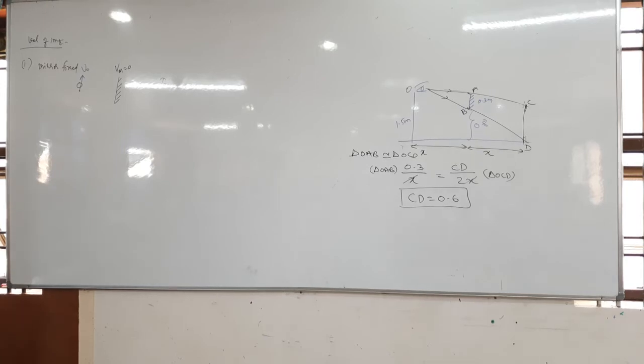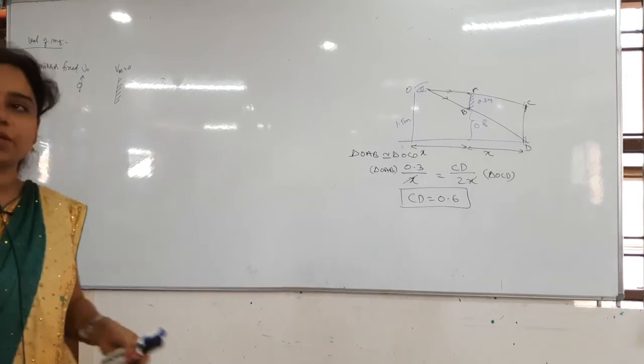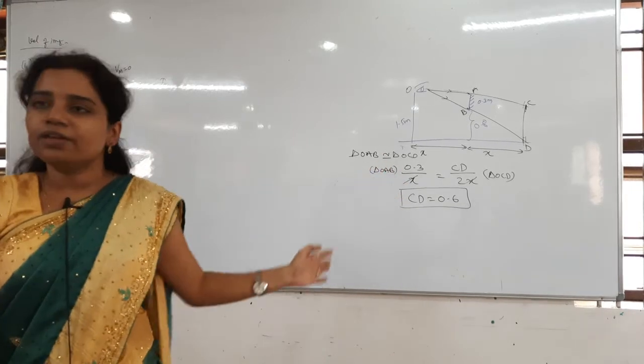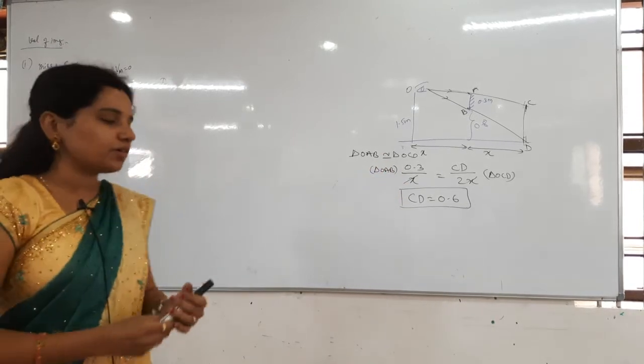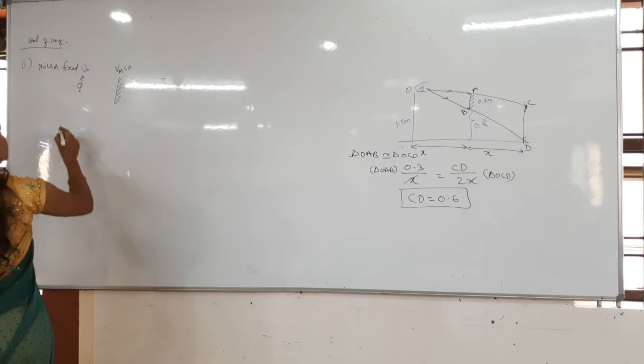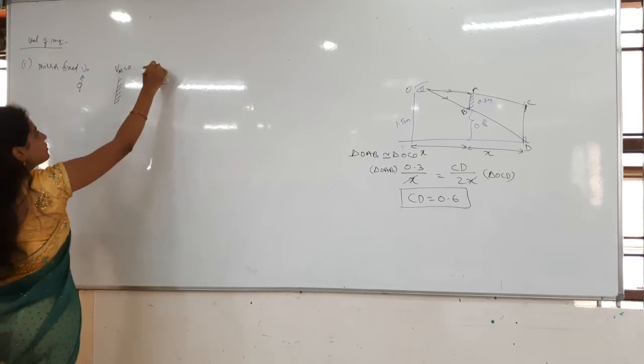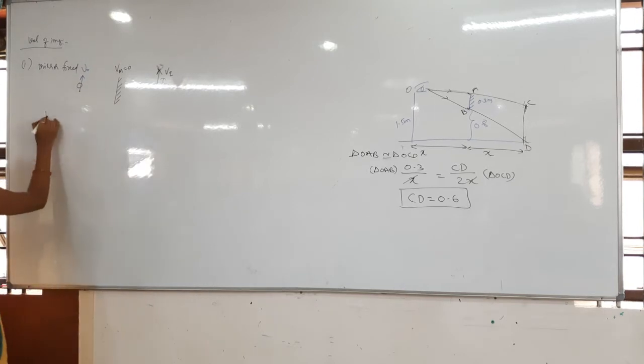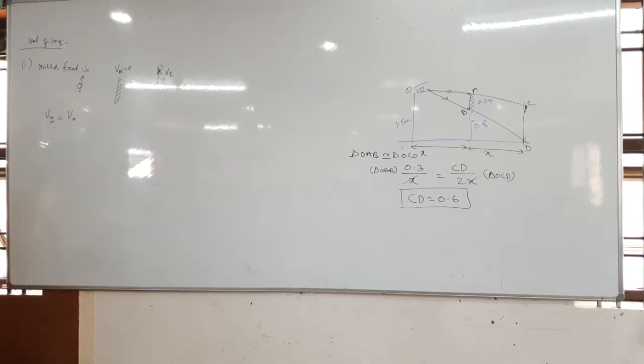Whenever you might have seen in the shopping malls, you are just walking in front of the mirror like this, then obviously your image also will move in the same direction only with the same velocity. That is about the velocity of the image. So Vi is equal to exactly how much? Vo only. Clear? Velocity of the image is equal to velocity of the object in the same direction.